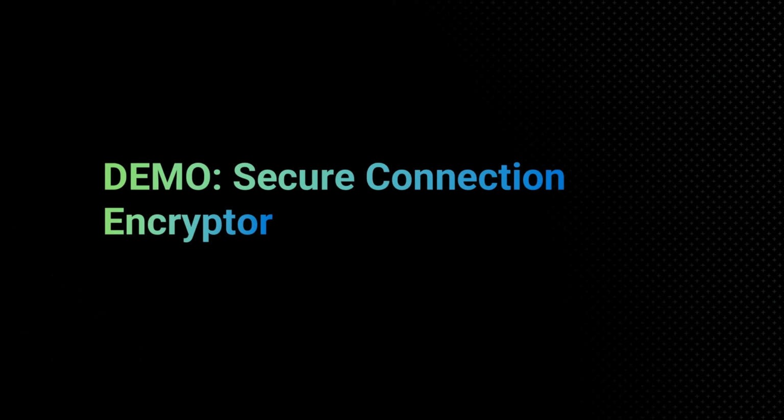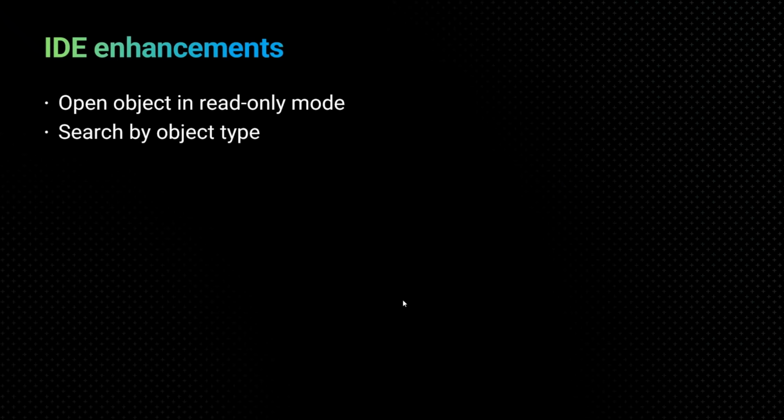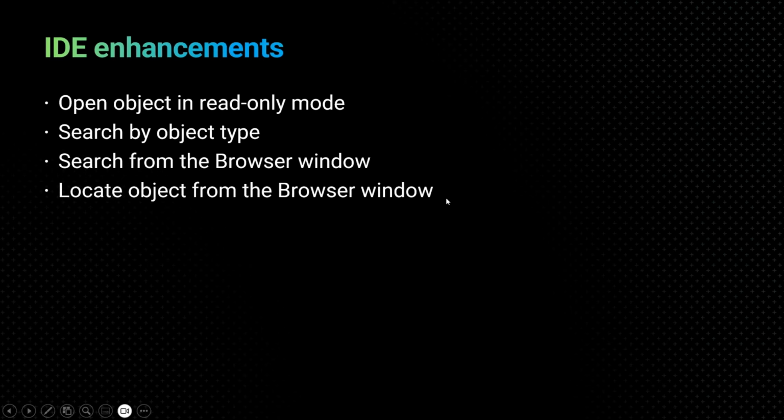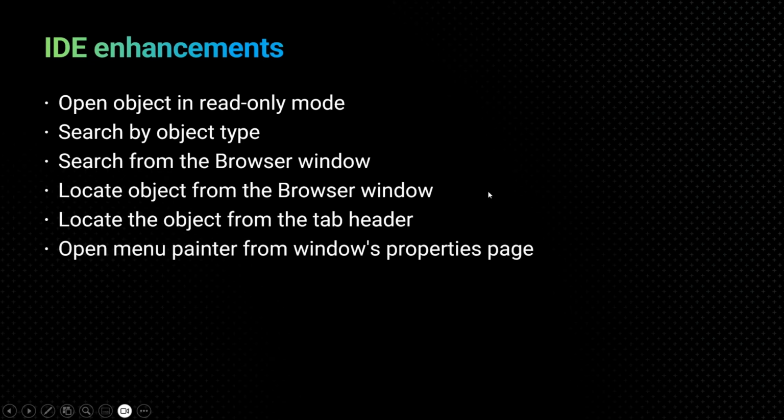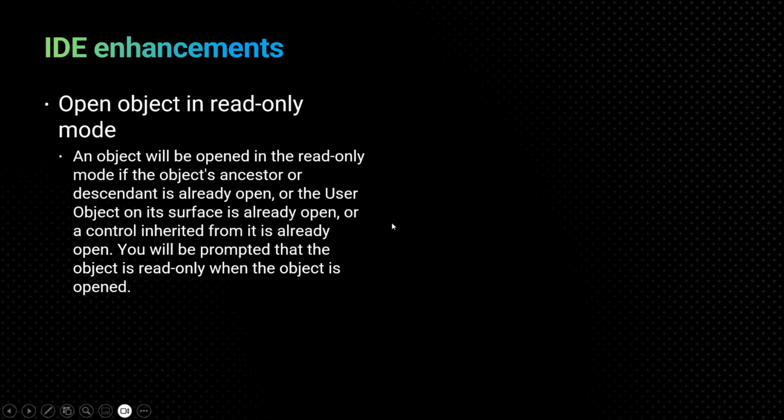Now we're going to look at some miscellaneous additions to the IDE. First I'm just going to list them, and then I'm going to go into detail on each one of them. You can open objects in read-only mode. You can search by object type. You can search from the browser window, locate objects from the browser window, locate the object from the tab header, open the menu painter from the Windows property page, and there are new icons for the PowerBuilder IDE shortcut, and the database interface names have been simplified. Okay, so let's take a look at each one of these individually.